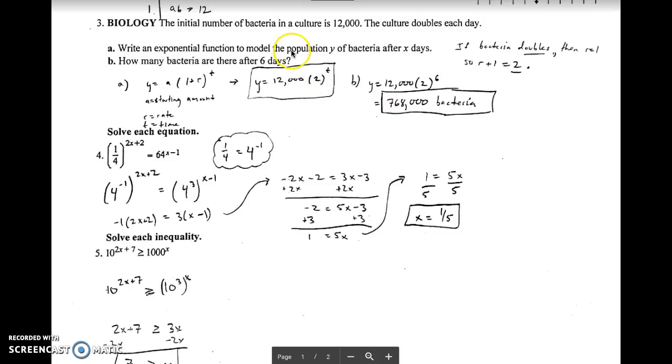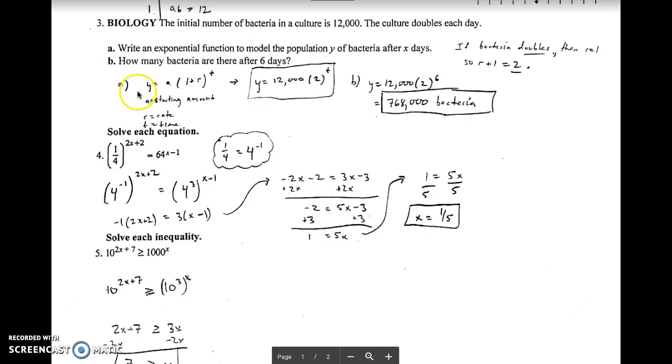For question 3, we got a word problem. It says the initial number of bacteria in a culture is 12,000. The culture doubles each day. We need to write an exponential function to model the population y of the bacteria after x days. And part B, how many bacteria are there after 6 days?